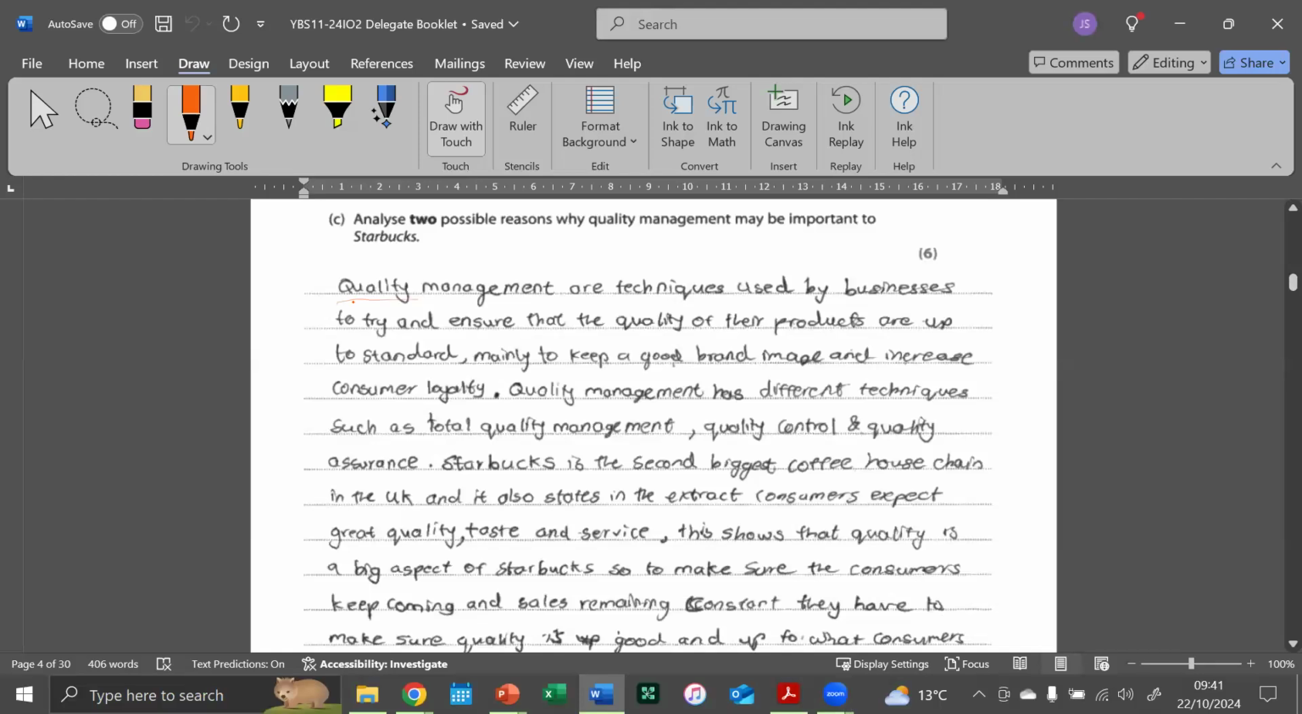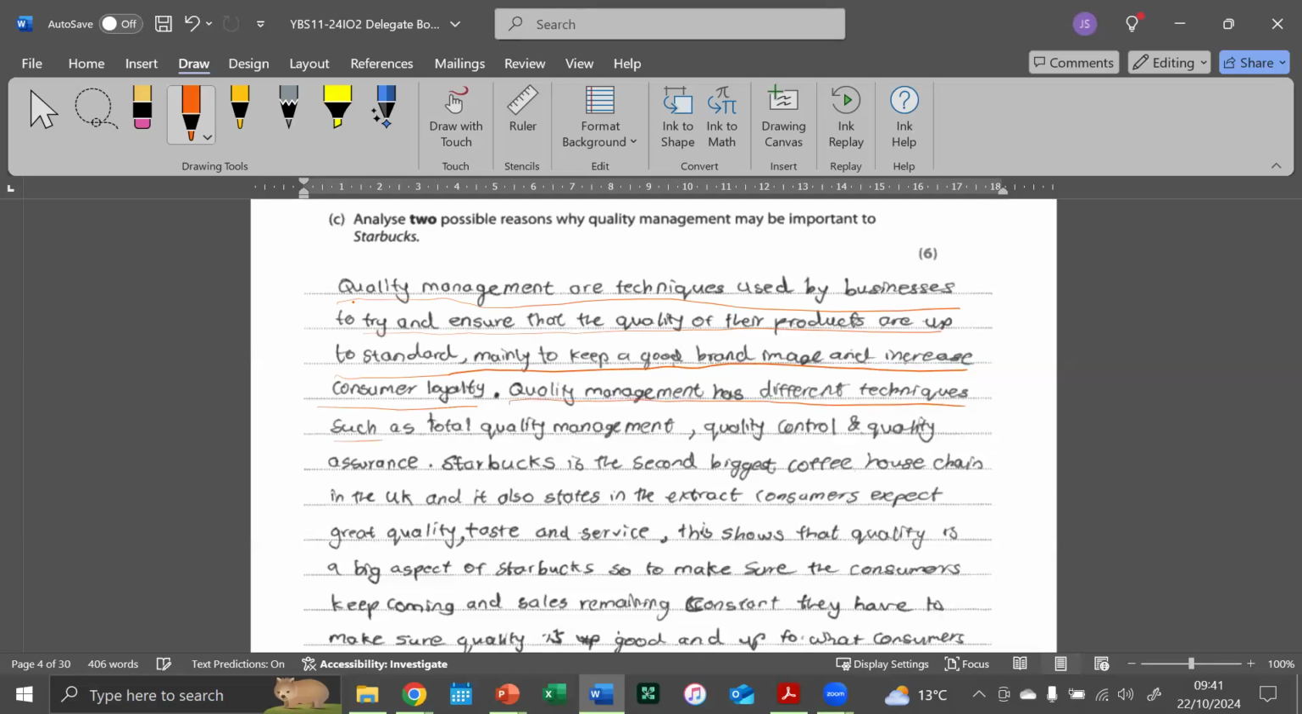I'm sort of looking at this. Quality management techniques used by business to ensure that the quality of their products are up to standard. They need to keep a good brand image and increase customer loyalty. They're getting into some reasons there, aren't they? Quality management has different techniques such as total quality management, quality control, and quality assurance. I would say, irrespective of anything else, we have got 2 pieces of understanding there, or knowledge. They have a clear understanding of what quality management is. So I've got no qualms with that.